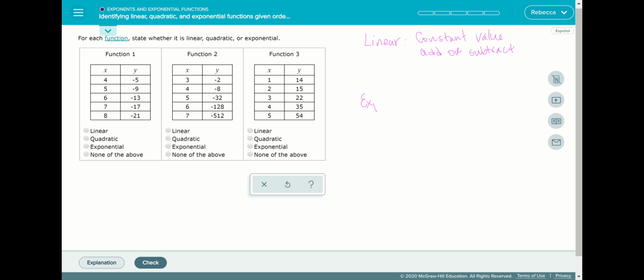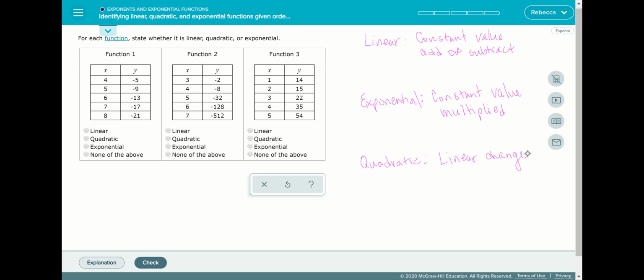Then for an exponential, we want a constant value multiplied. And for quadratic, what will happen will be a linear change. You'll see what that means here in a moment.